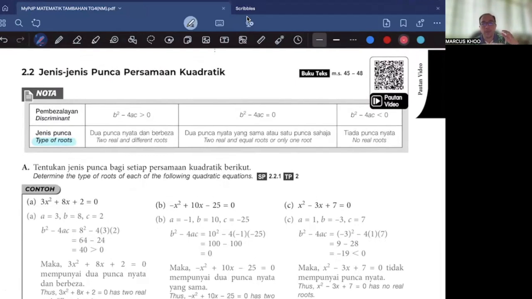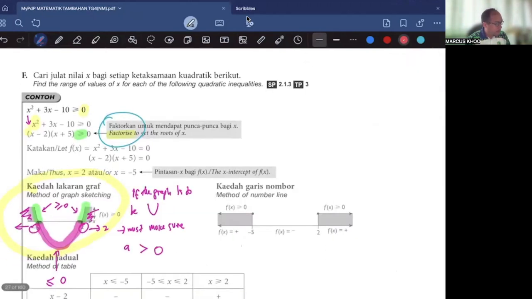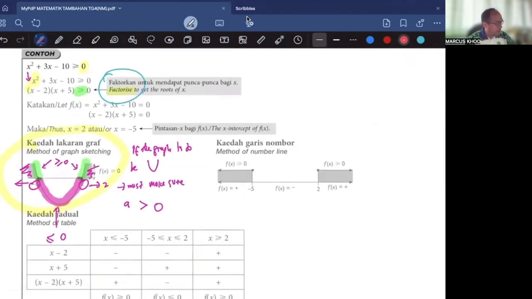I think the easiest way to understand this is to look at the first situation, the real and different roots. Let's say for example, we have this case, the one that we saw just now. We have two roots, which is x equals 2 and x equals -5. These are different roots because the numbers are different, and they are also real because they are actual numbers.